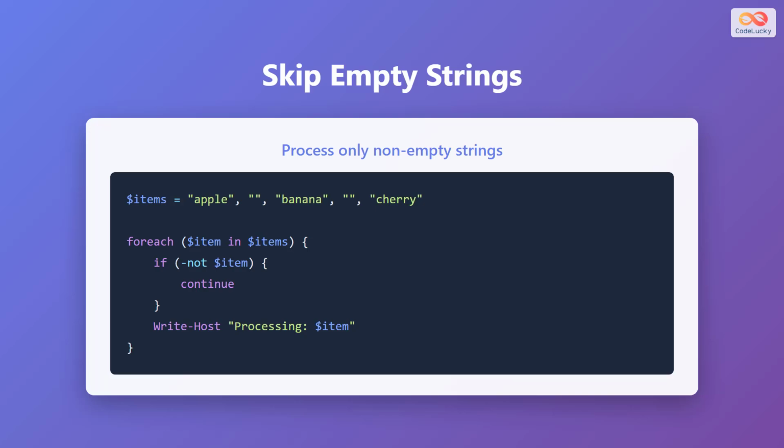Another common use case is filtering out empty or null values. In this example, we have an array containing fruit names and some empty strings. As we iterate through the array, we use the -not operator to check if the current item is empty or null. If it is, we call continue to skip processing that item. This ensures we only process valid, non-empty strings, making our code more robust and efficient.